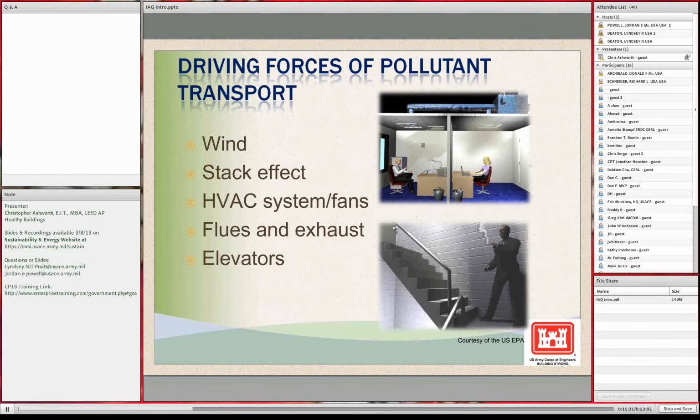Now we're going to start talking a little bit about the driving forces of pollutants. Where are they coming from? There are various ways pollutants can come through: wind in the building, doors open, pressurization issues, stack effects. Buildings can act like big chimneys in that the air will move up. So if you have somebody smoking in a hallway, for example, somebody might be smelling that 10, 12, 13 floors later, just based on how it's working.